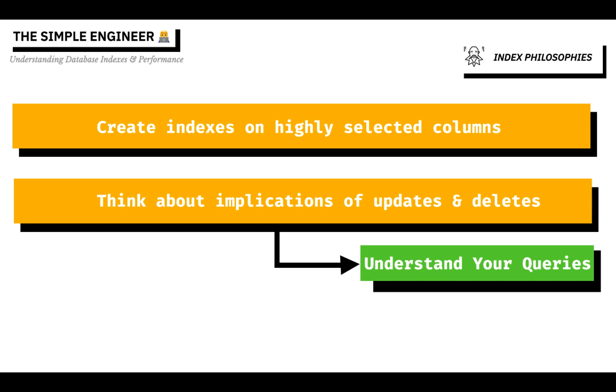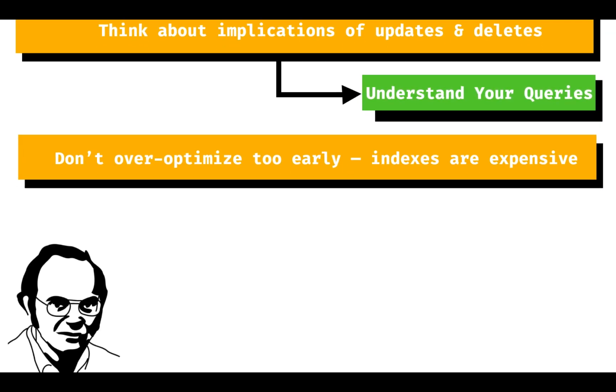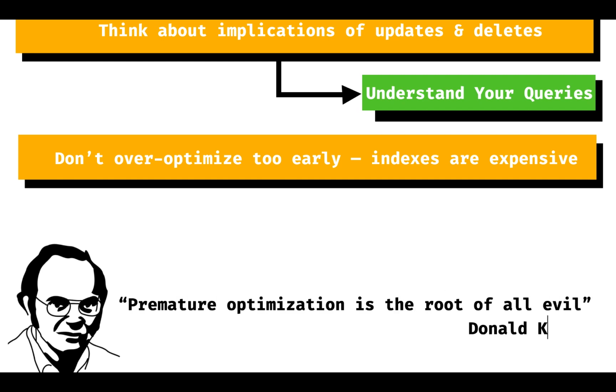So that's very important. The final note is that you don't want to over-optimize too early, right? As I had said, indexes are expensive. You don't want to throw an index on every column, right? That's going to kill your performance. And so you want to kind of fine-tune over time. And that brings me to a note from one of my favorite computer scientists. Premature optimization is the root of all evil, Donald Knuth. Very true point, so always kind of have this idea in mind.